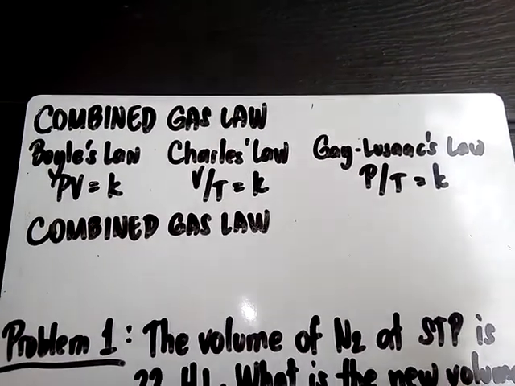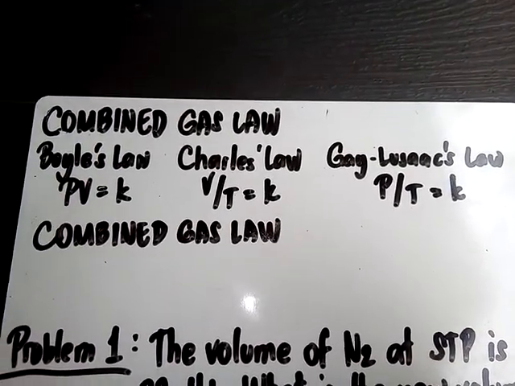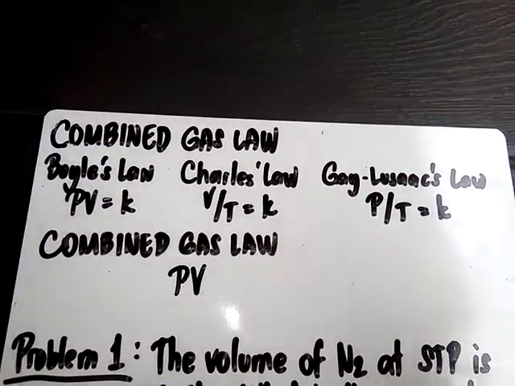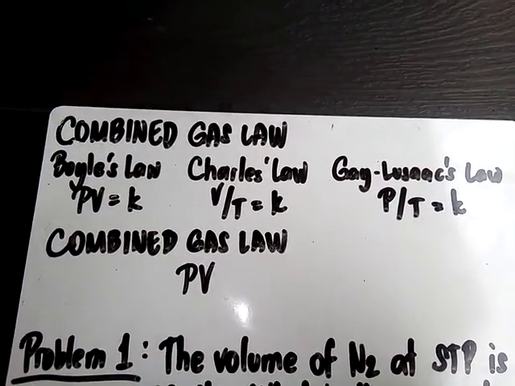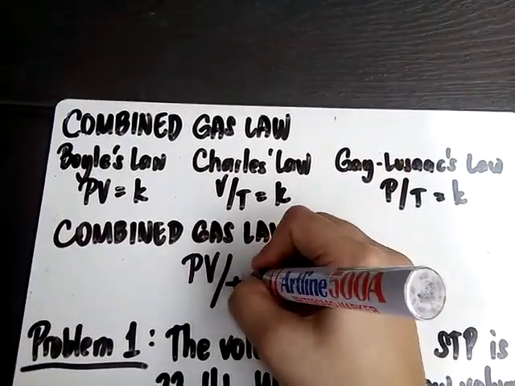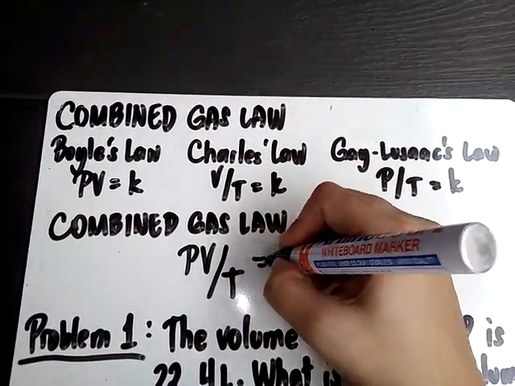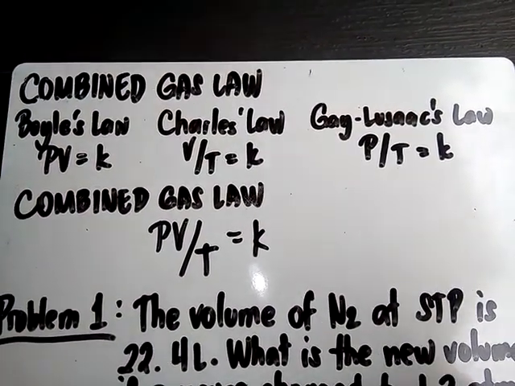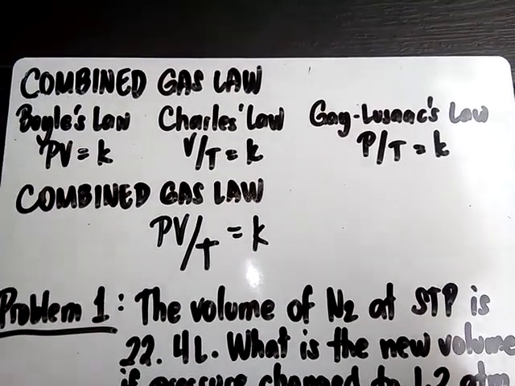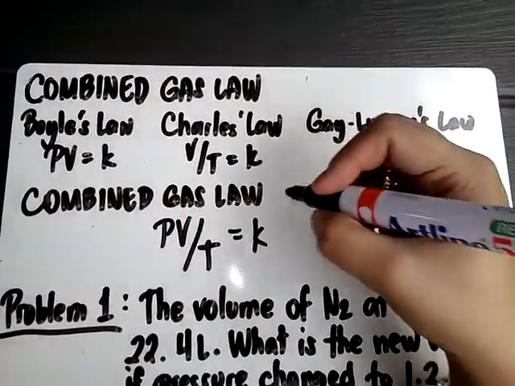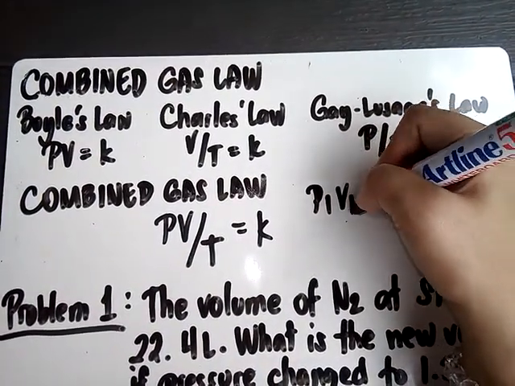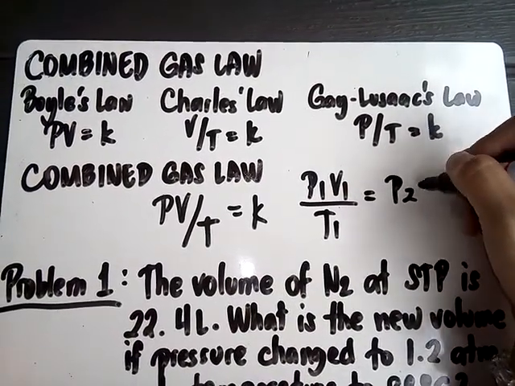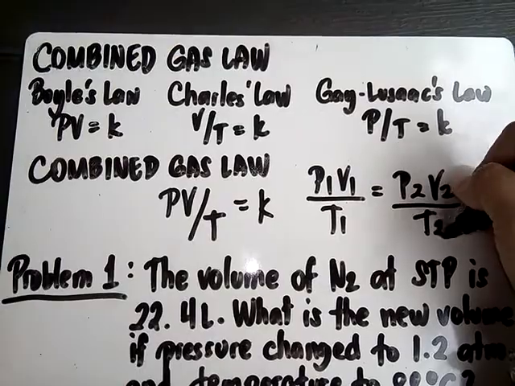So in combined gas law, we'll just combine everything. In the numerator, you have two variables, pressure and volume, so you put PV in your numerator. And in your denominator, you only have one variable, which is temperature. So PV over T is constant. Here in combined gas law, only one is constant, which is your amount of gas. So pressure, volume, and temperature vary. For combined gas law, our working equation is P1 V1 over T1 equals P2 times V2 over T2.